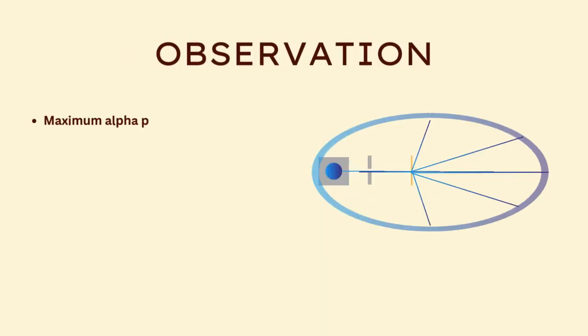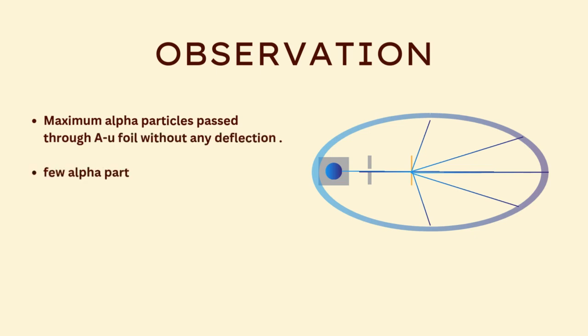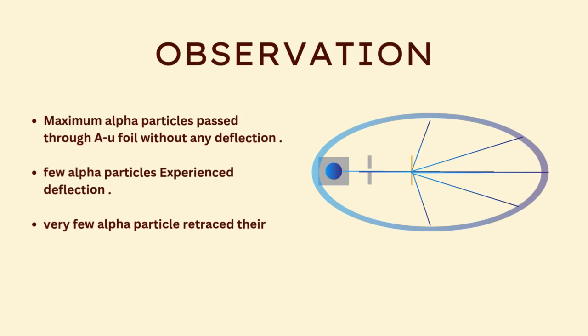Observations of the experiment: maximum alpha particles passed through the Au foil without any deflection. Few alpha particles experience deflection. Very few alpha particles retrace their path, 1 out of 2,000.